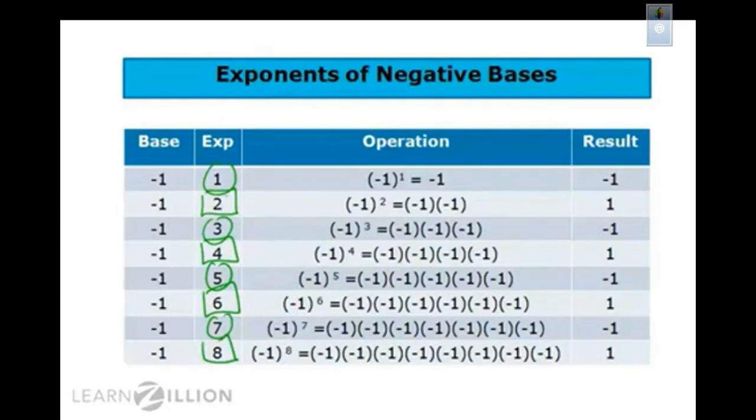Can you see that when I have an even exponent like 2, these two negatives pair up and multiply to be positive 1? Even when I go all the way down to 8, these two pair up, these two pair up, these two pair up, and these two pair up. So the end result is me multiplying a bunch of positive 1s times each other and getting positive 1.